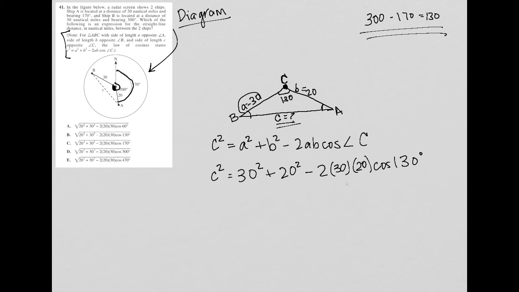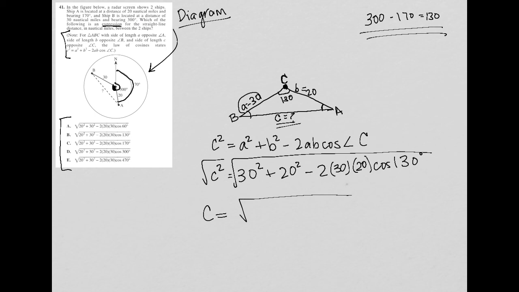So we pretty much have everything we need except for this C squared. The question just wants us to find the expression, so we're actually not even solving for C here. And we can see from all the answer choices that all these things are square roots. So if I were to square root each side here, I'd end up with C equals the square root of 30 squared plus 20 squared minus 2 times 30 times 20 cosine of 130.